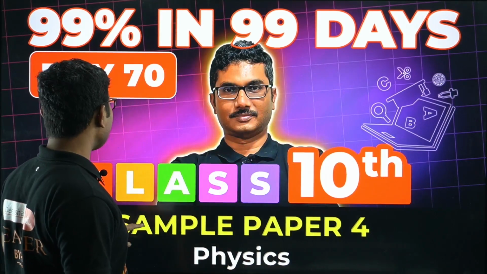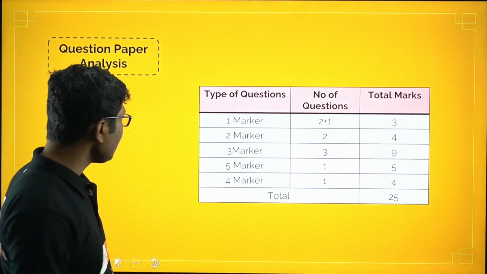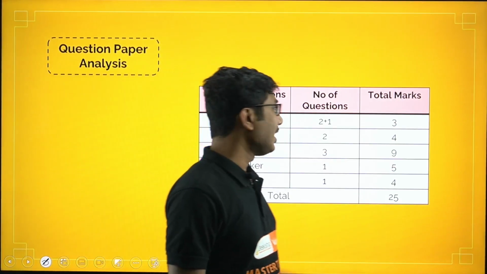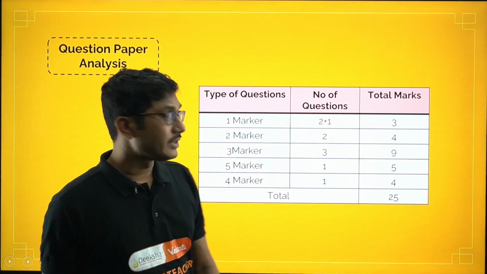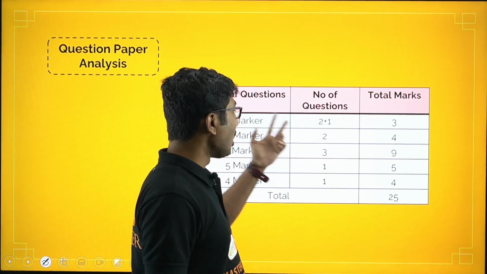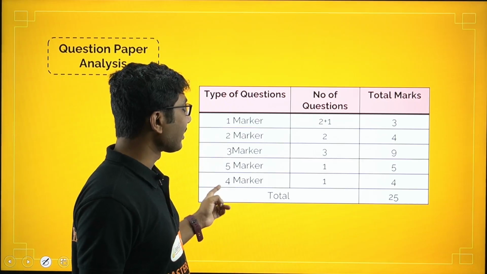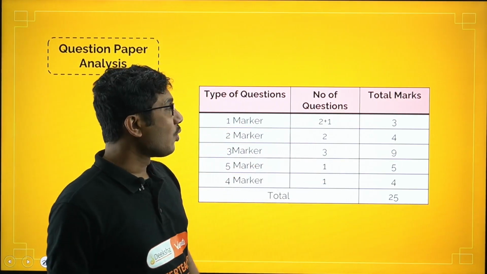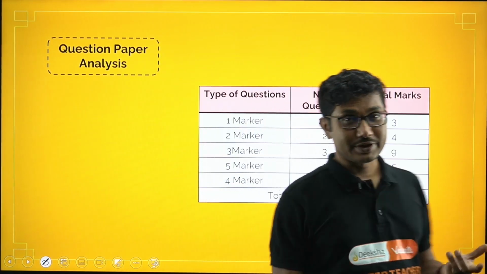Right now, without any delay, let's start with the question paper analysis. So as you can see in this question paper, we have 1 marker questions, 3 of them, that is 2 MCQ and 1 assertion and reason based question. Then we have 2 marker questions, 2 of them, so total 4 marks. Again 3 marker questions, 3 of them, so total 9 marks, and 1 5 marker, 1 4 marker, so total marks as usual allotted to physics is 25.